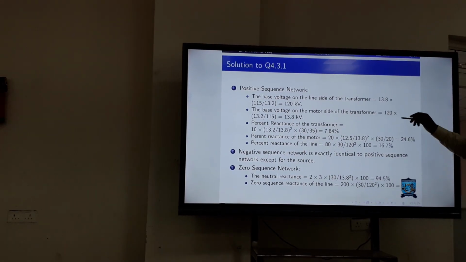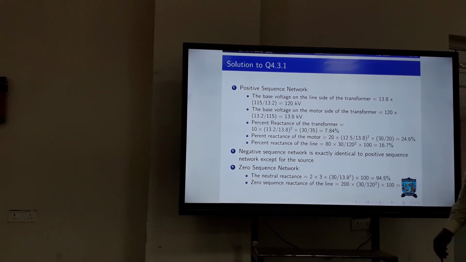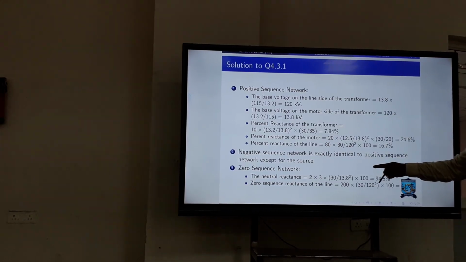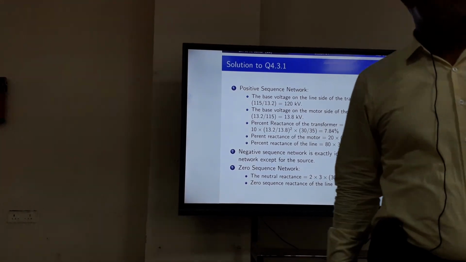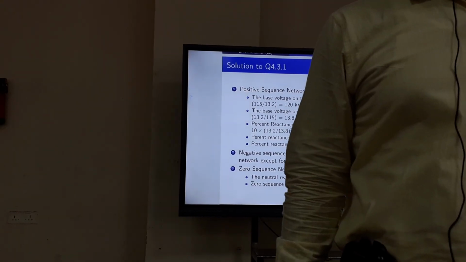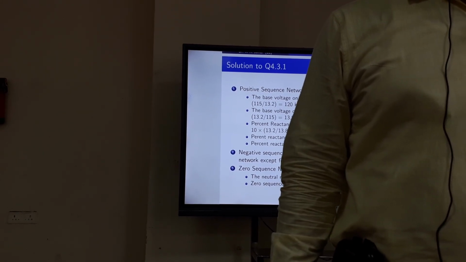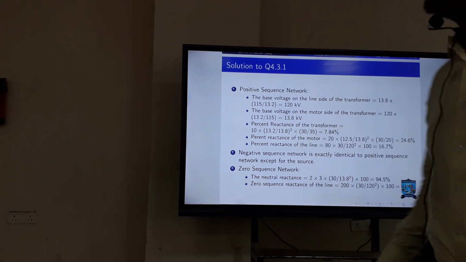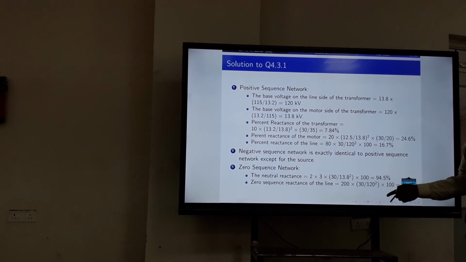First you need to find all the parameters on a single base, which is done here. How to convert the impedance from one base to another base? Z new by Z old is equal to MVA new by MVA old into kV old by kV new squared. So accordingly, these formulas have been used. Same for the motors.